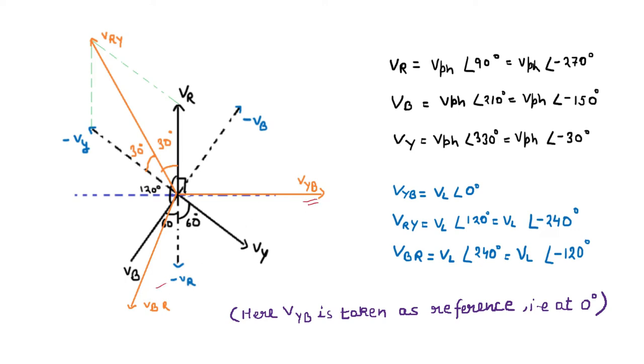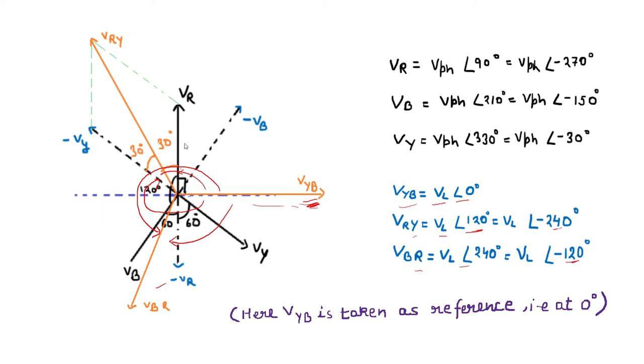So if we take Vyb as a reference, meaning it is at 0, then Vyb is equal to VL angle 0. Then Vry has an angle of plus 120 degrees with respect to the reference. Therefore, Vry is equal to VL angle plus 120 degrees. From this direction, you can also write that Vry is equal to VL angle minus 240 degrees. Similarly, Vbr is equal to VL angle plus 240 degrees, meaning here like this. And in minus form, seeing from this direction, we get minus 120 degrees. Therefore, Vbr is equal to VL angle minus 120 degrees.